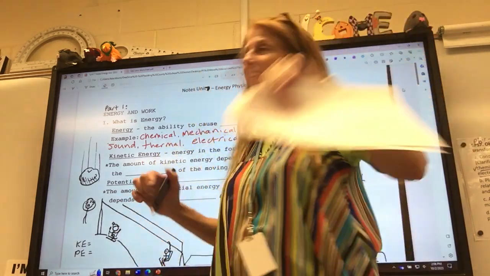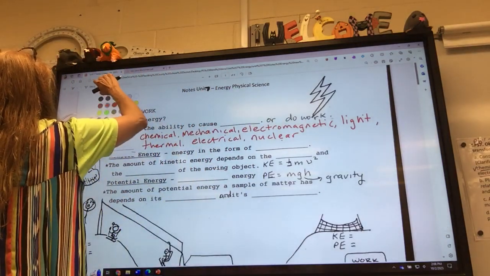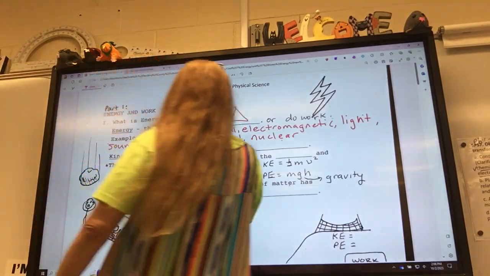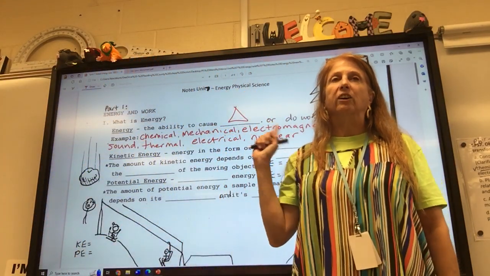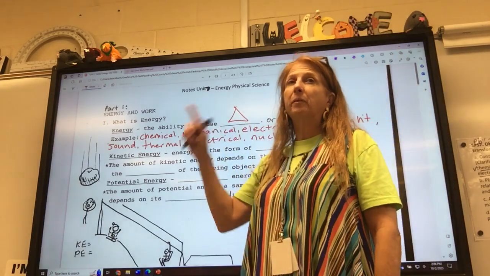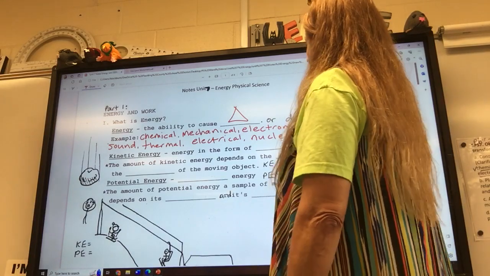It's a triangle, yes. So change, to cause change. If you don't remember, that's the Greek letter delta. It means change or difference. And if you don't remember that, write it down. Don't just put a triangle that you don't understand. So, or to do work.